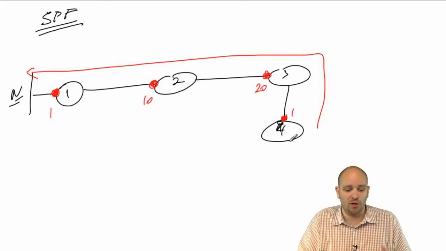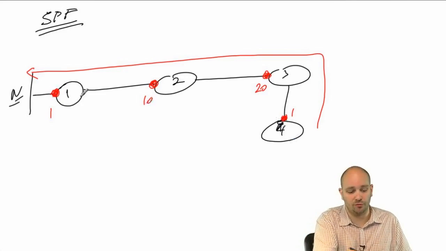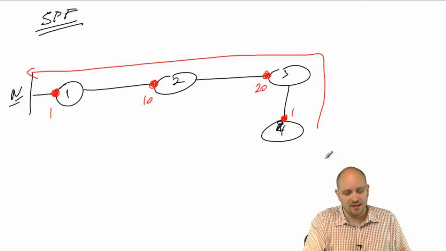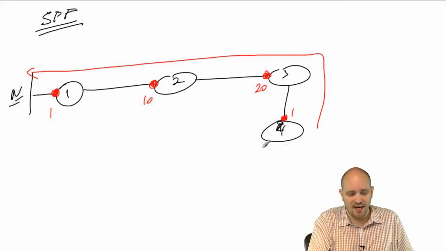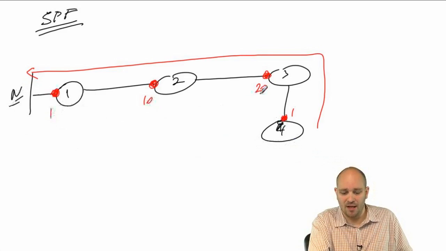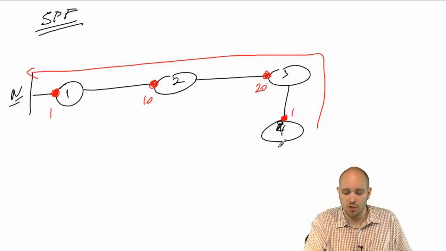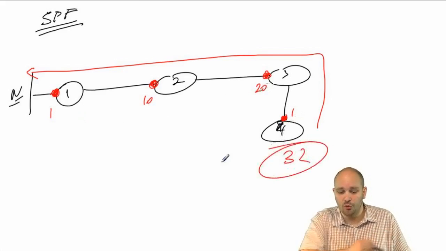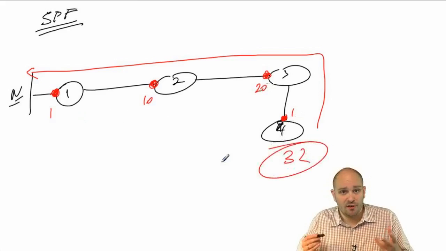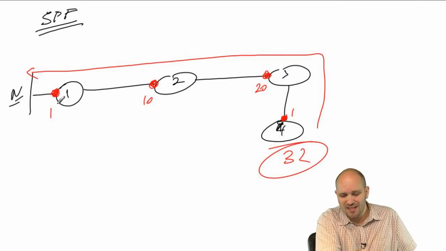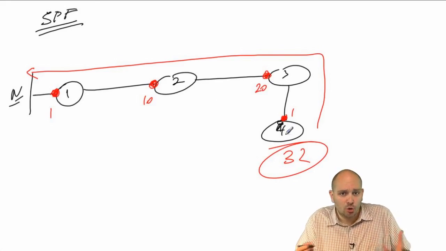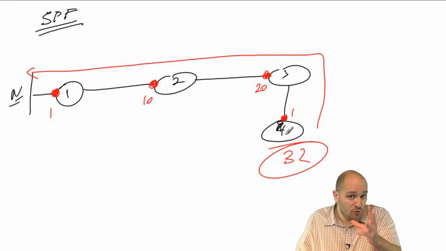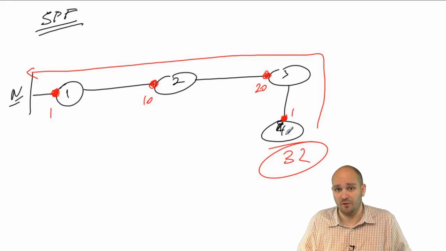So if we wanted to calculate what is going to be the cost from router 4 to N, here we are simply going to add these up. So we are going to have 1 plus 10, that's 11, plus 20, that's 31, plus 1, that's 32. So we are going to have the cost of 32 for this path. So this is a very, very simple way to calculate what is going to be the cost, if you know which path your traffic will take.